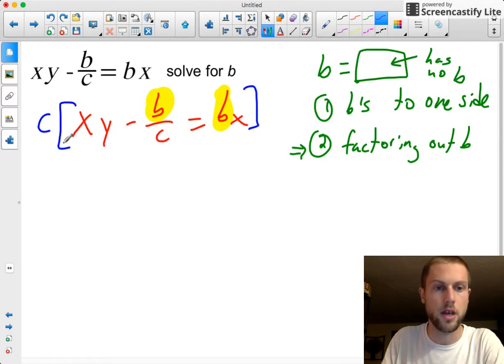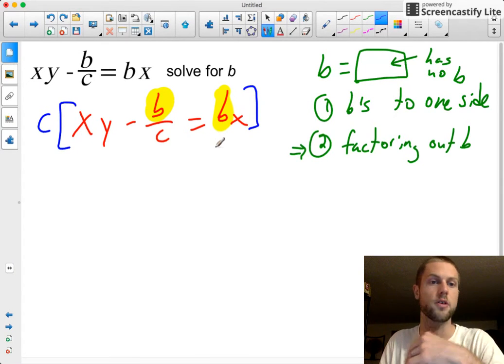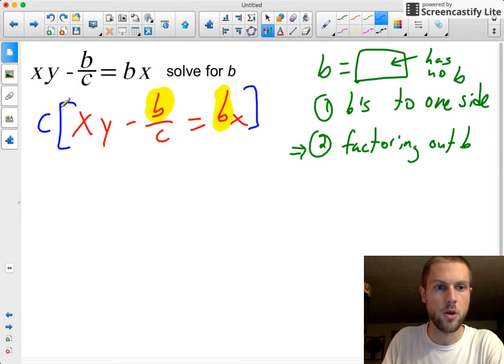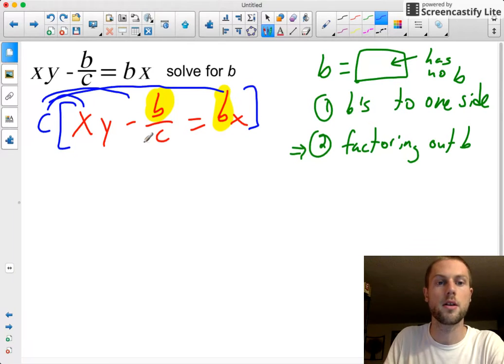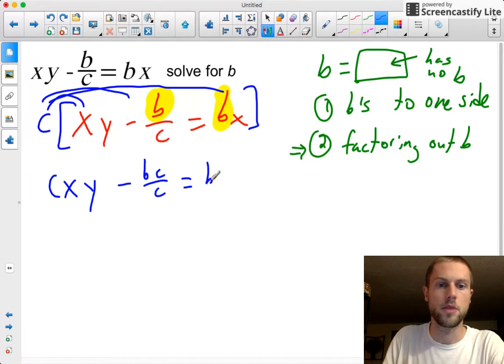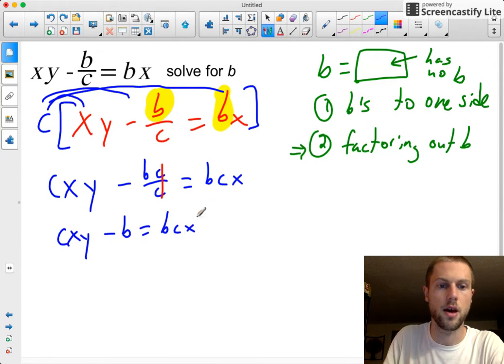Now this is legal because as long as I'm multiplying everything by c, everything stays proportional, everything stays equivalent. So I'm going to have to distribute that c to every single term. Every term needs to get multiplied by c, not just this one, but everything. So I'm going to have cxy minus bc over c equals bcx. Now what's convenient about this is that these c's cancel, so let's write that one more time. I've got cxy minus b equals bcx.